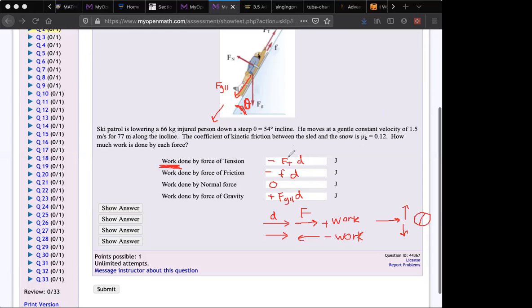But we do have to figure out what the force tension is, the force of friction, and we have to figure out the force of gravity perpendicular, right? So how do we do those three?